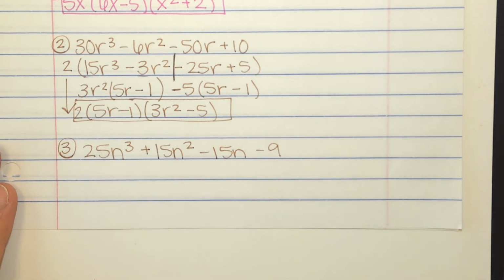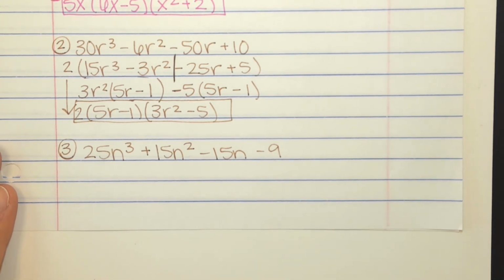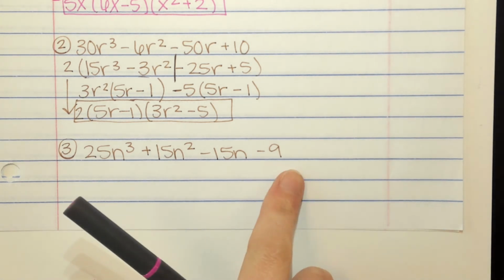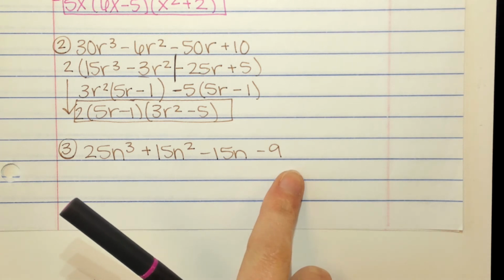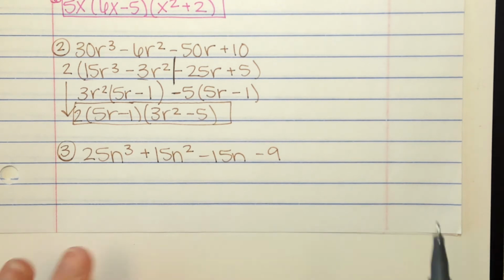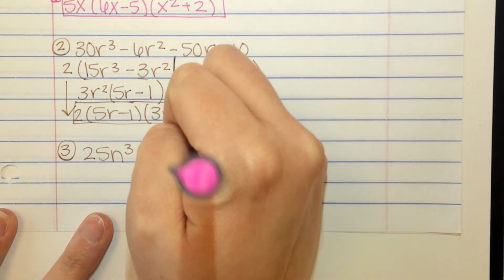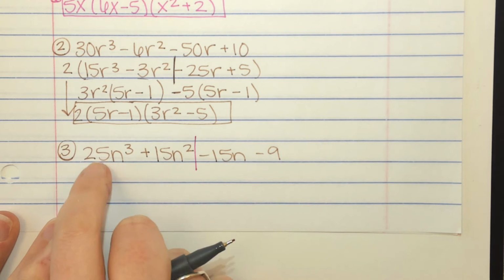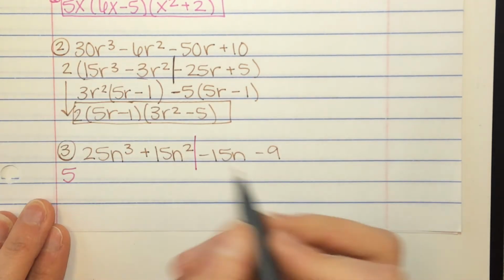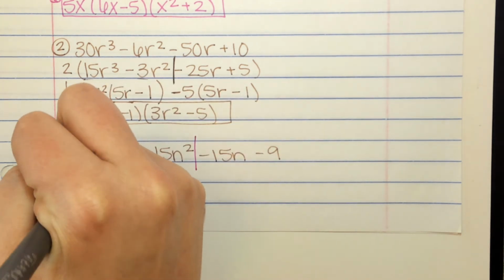Okay, looking at example number 3, we have 25n cubed plus 15n squared minus 15n minus 9. So just looking at this, I see the 25 and 15s, and that makes me think that there's a GCF of 5. But can 5 go into 9 evenly? No. Okay, and each term doesn't have an n, so we don't have a GCF here, so we're going to go straight to step number 2, where we split the polynomial in half. So now, 25 and 15, the GCF is 5. You have n cubed and n squared, so we can pull out n squared.